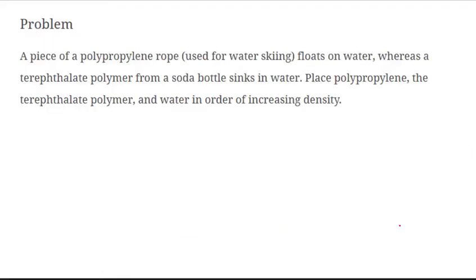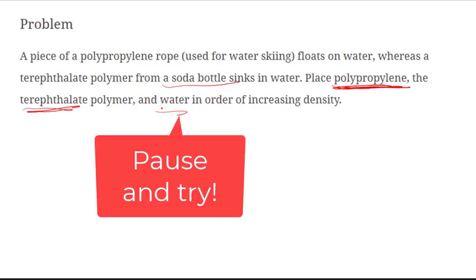Let's try another problem here. We have a piece of rope used for water skiing. It floats on water. But another polymer from soda pop bottles sinks in water. Put the polypropylene, the polyethylene terephthalate polymer, and water in order of increasing density. Pause the video and put them in order.